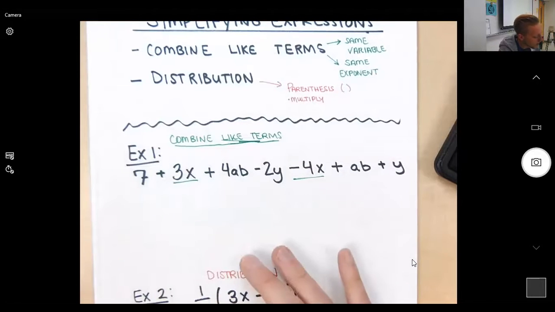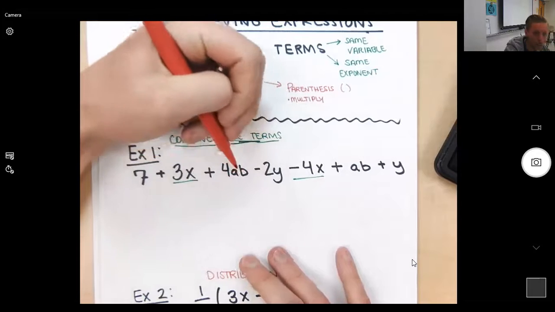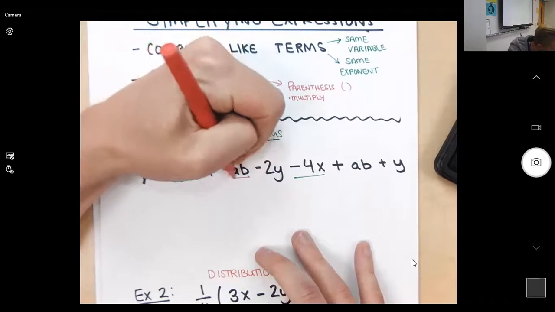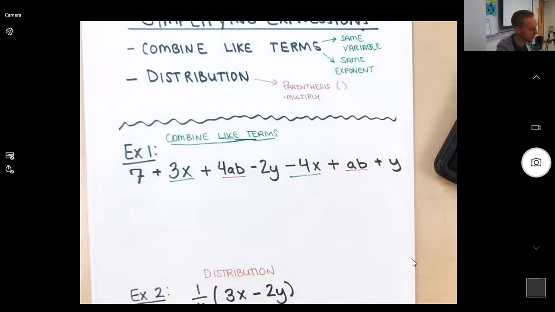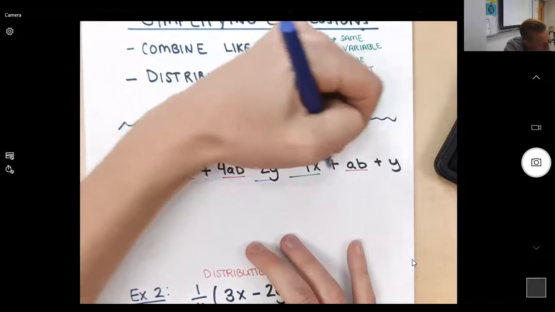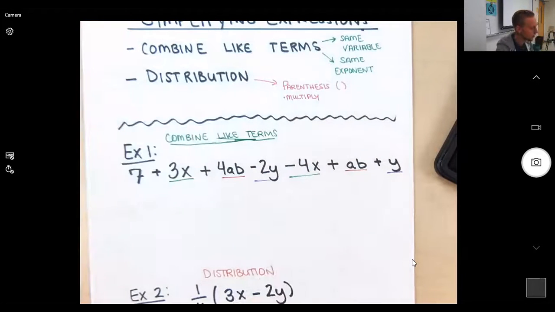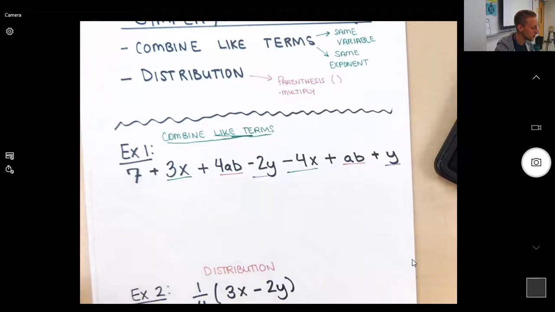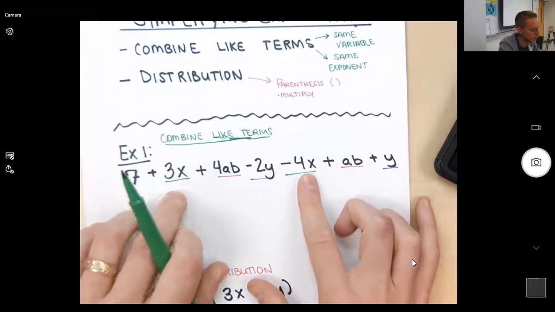Same deal here. If you have 4ab, you need something else with an a and a b. So we've got this 4ab and this 1ab right there. Negative 2y and y. And then there's no other constant number, so 7 is just going to be in our problem when we finish. But let me just do some organization so you guys can see here.